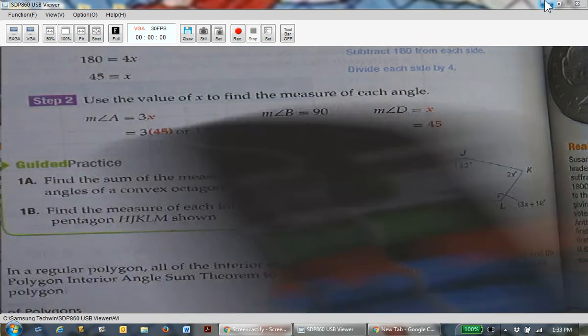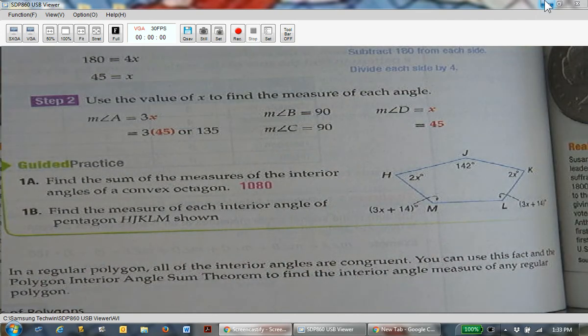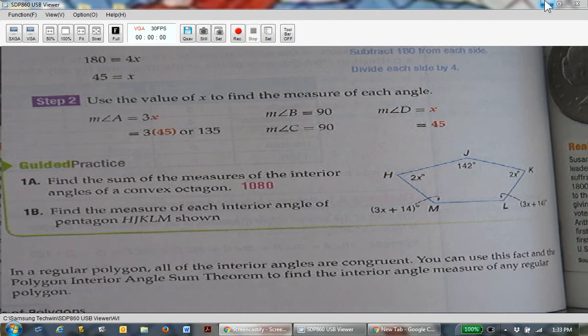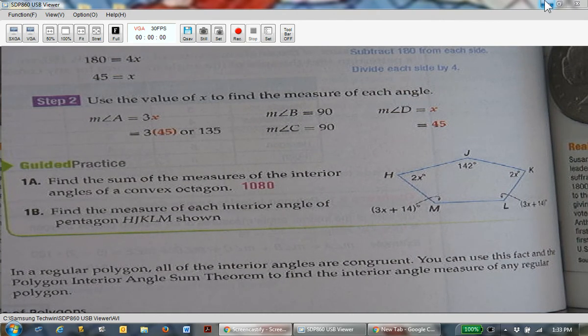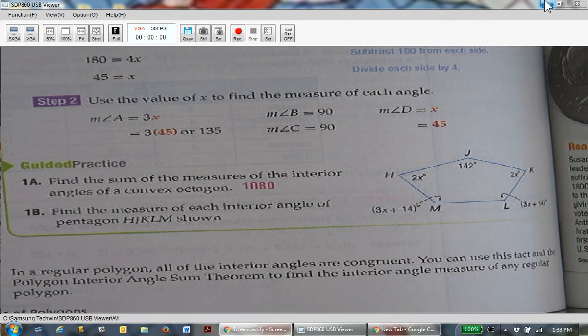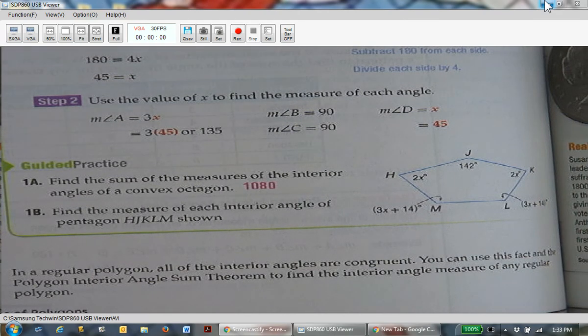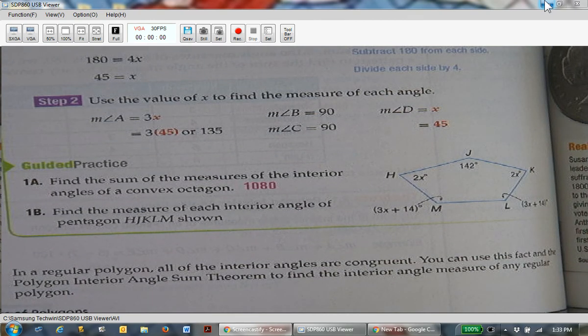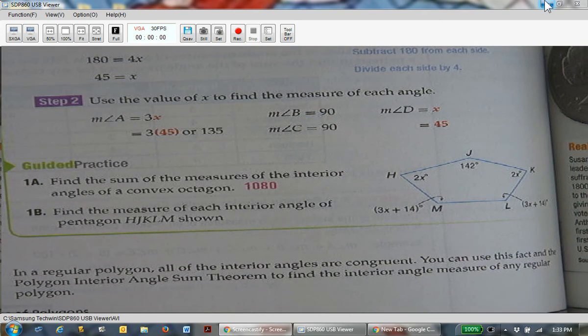I want you to find the measures of all these angles: H, M, L, K, and J. That's going to be your challenge for the next 10 minutes. But I guarantee you're going to need a lot more room. So if you want more room, work on a whiteboard.